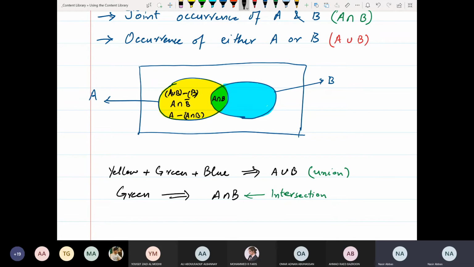Similarly, the blue side can be written as A complement intersection B. It can be written as B minus A intersection B. It can be written as A union B minus A on similar lines.